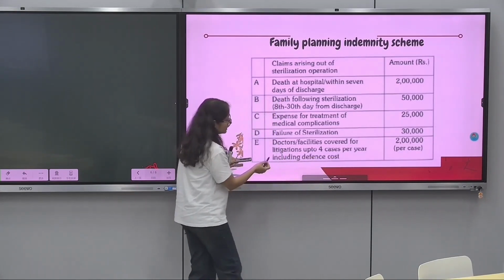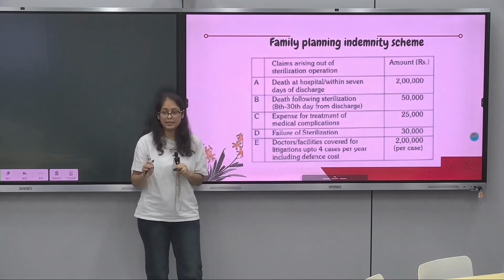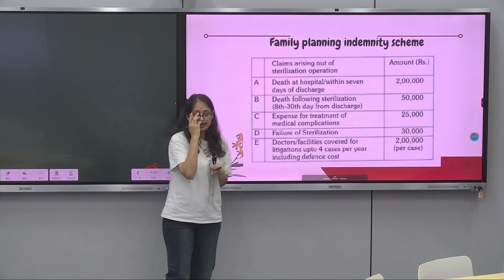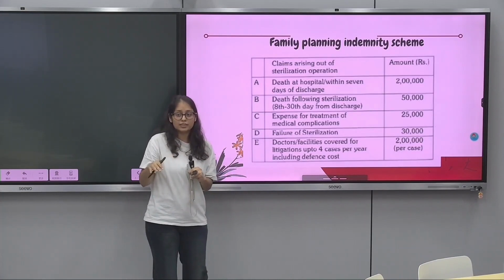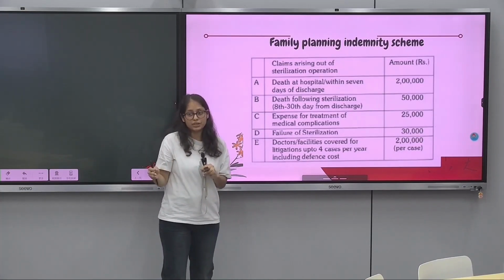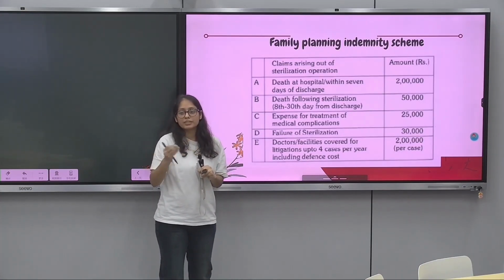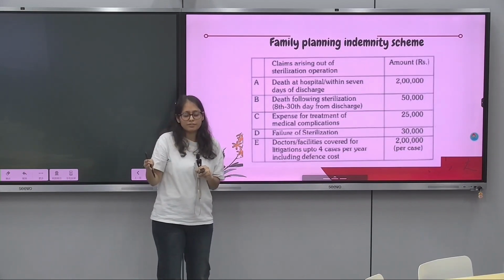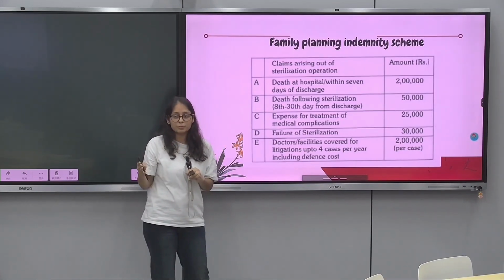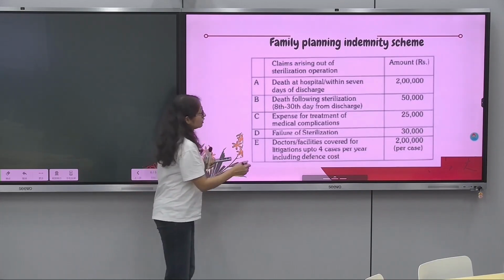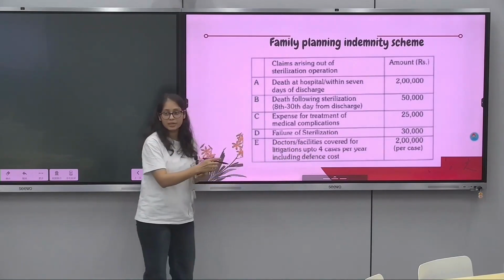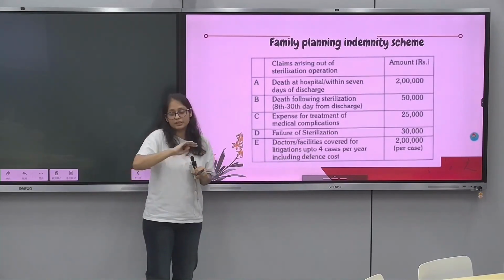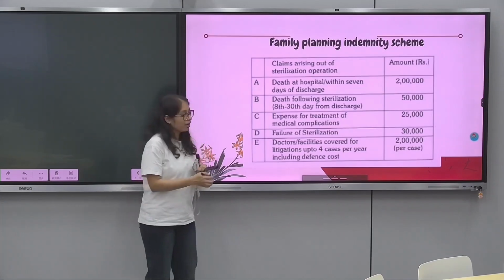Doctors and facilities are also covered by litigation cover for up to 4 cases per year, including defense costs. As everyone has learned in medical ethics, doctors can be punished if they perform a vasectomy or tubectomy that is against the rules and laws. Even for that, the government will pay the money and remove that litigation from them.